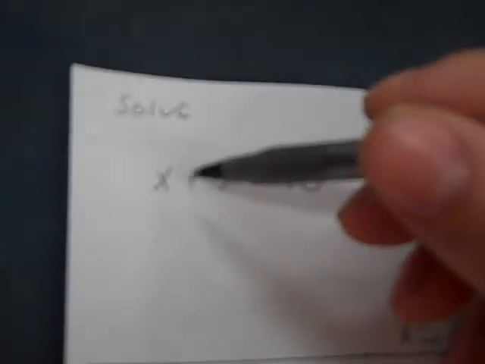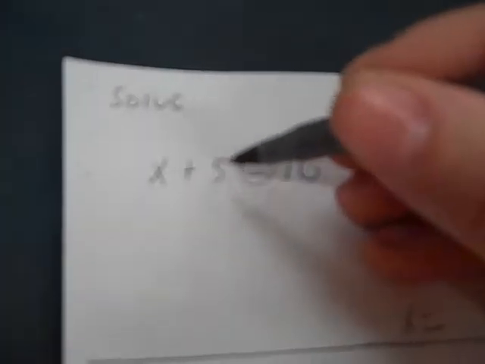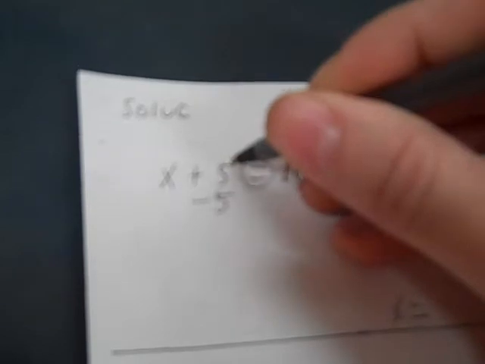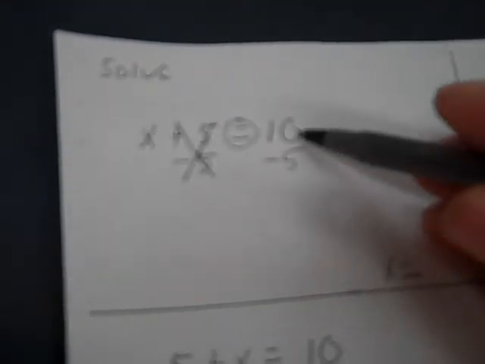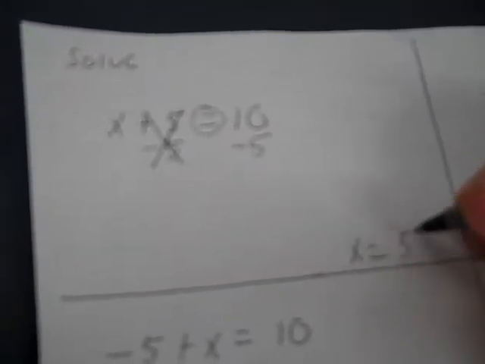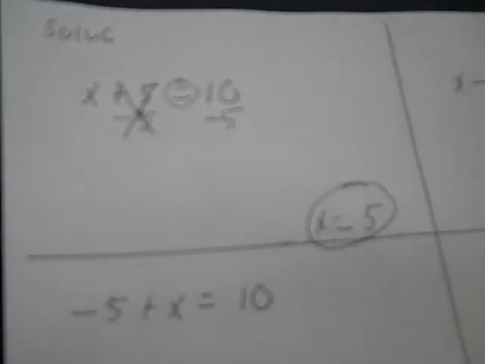Okay, so I have some number x that if I add 5 to it, I come up with 10. Now, some know it mentally, some don't. That's fine, but there is a way to figure it out. Okay, here's the equals. The opposite of plus 5 is minus 5. So I'm going to minus 5, and then cross that out. Then I come to the other side, and I minus 5 here. So 10 minus 5 is 5, so I know that x equals 5.